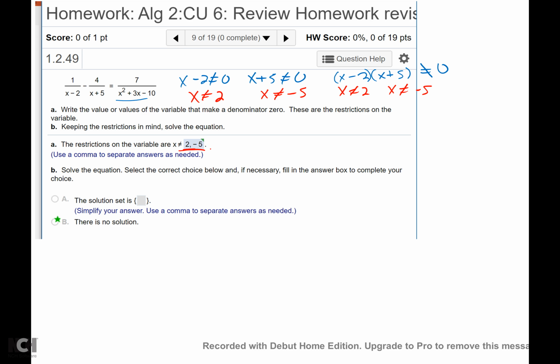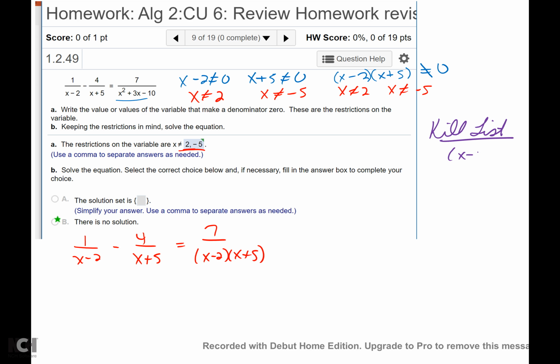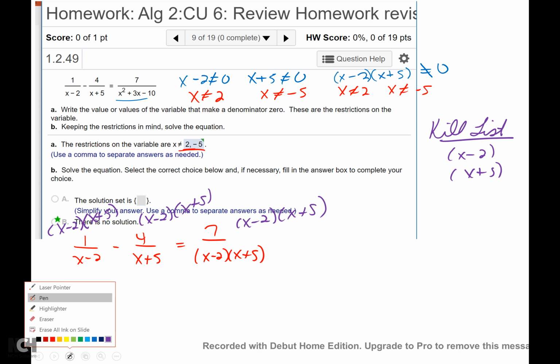Okay, so now if I solve it, I'm going to rewrite it, which I already factored for myself. So that's going to be 1 over x minus 2 minus 4 over x plus 5 equals 7 over x minus 2 times x plus 5. When we have an equal sign, we make our kill list. I want an x minus 2 and an x plus 5. So we multiply through by our kill list, x minus 2 times x plus 5. Cancel and multiply what's left.